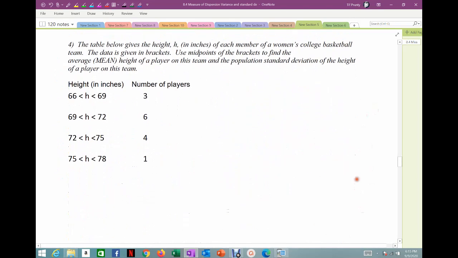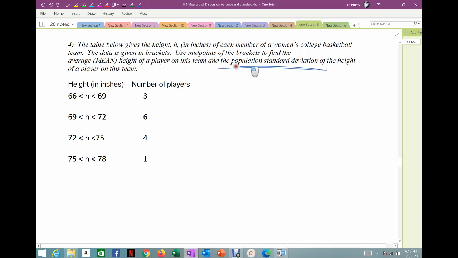Alright, the next example. The table below gives the height in inches of each member of a women's college basketball team. The data is given in brackets, because again, when you do heights, most people have a different height if you go down to the small decimal. Use the midpoints. So I've got to use midpoints.